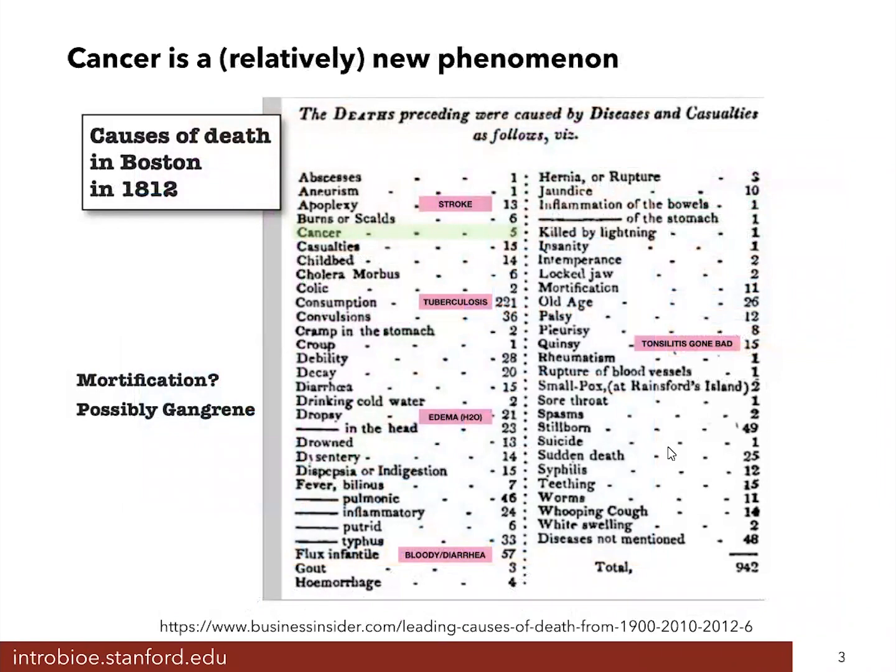Cancer is a relatively new phenomenon. If you look at causes of death in Boston in 1812, so about 200 years ago, you'll see that 5 out of about 1,000 people have cancer recorded as their cause of death. A lot more people are dying from tuberculosis or diarrhea, all kinds of other maladies, fevers of different types.